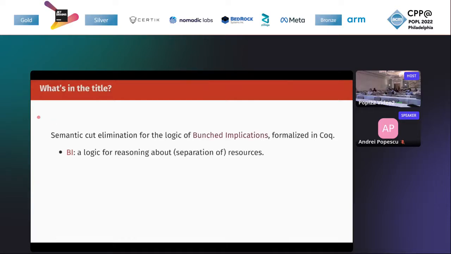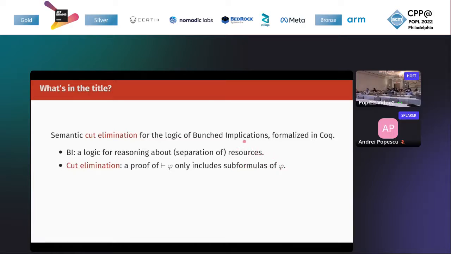The logic of bunched implications, or BI for short, is a non-classical logic used for reasoning about separation and determinateness of resources. In particular, it forms the propositional basis for separation logic, which we have seen during some of the talks yesterday. Cut elimination refers to a standard result in the proof theory of logics. We will see the precise statement later, but essentially cut elimination implies that for every formula phi, if phi is provable at all, then there exists a proof of phi which only mentions subformulas of phi. That is, only formulas that already occur in phi itself.